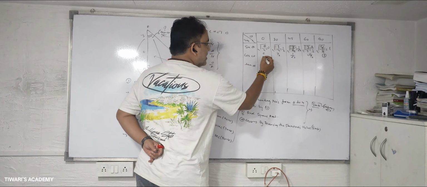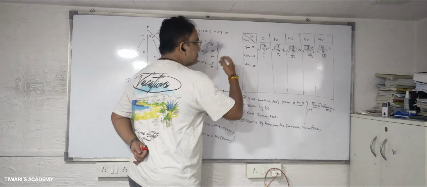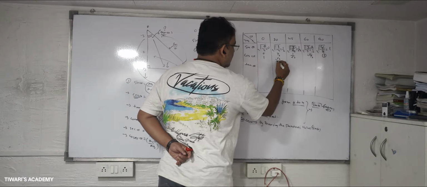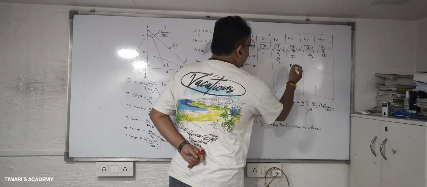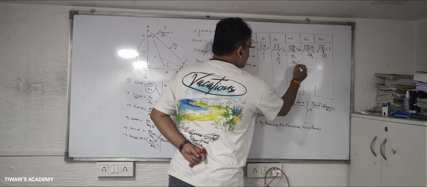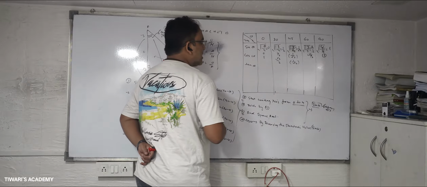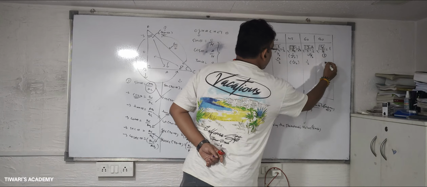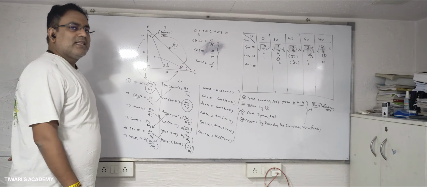So sine 90 will become cos 0. Sine 60 will become cos 30, that is root 3 upon 2. Cos 45 and sine 45 will remain the same, that is 1 by root 2 as it is. Cos 60 will become sine 30, that is 1 by 2, and cos 90 will become 0, that is sine 0.